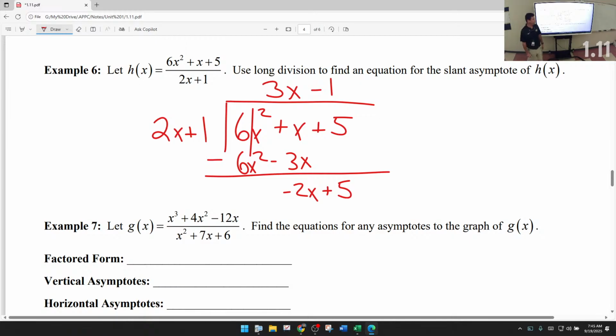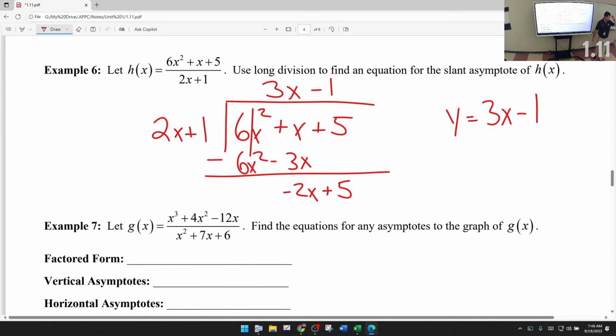I just need the equation of the slant asymptote, which is y equals 3x minus 1, which means we have a y-intercept of negative 1 and a slope of 3. Up 3 over 1, up 3 over 1. So I'll put all those dots, and then I connect it with a dotted line.